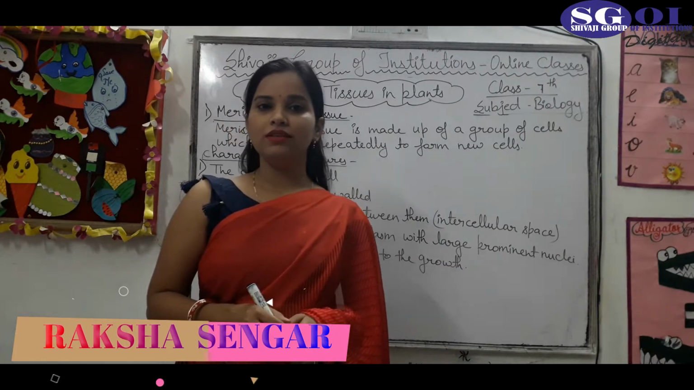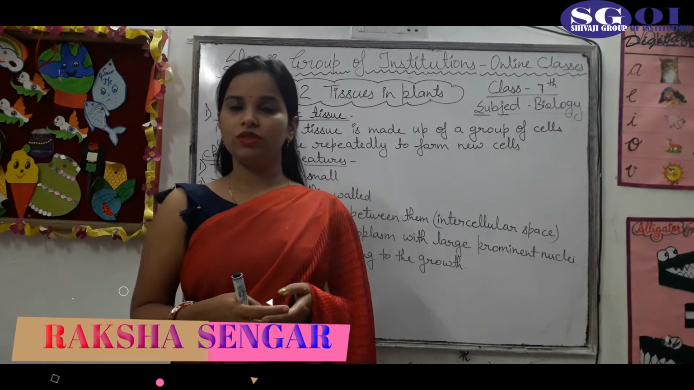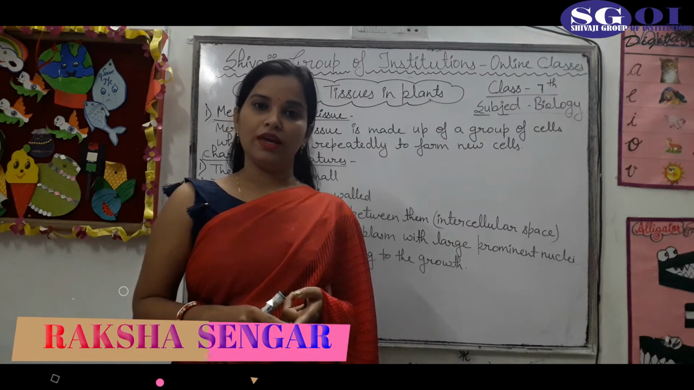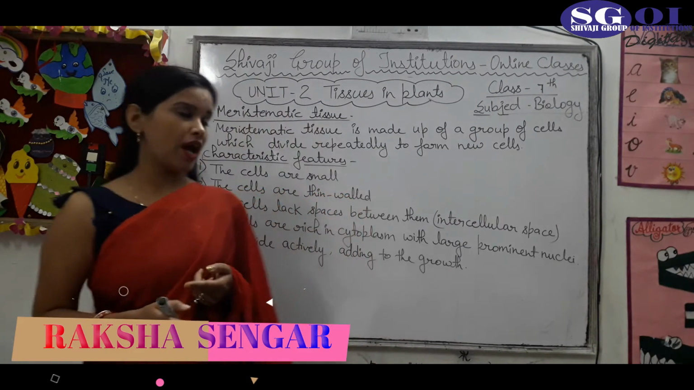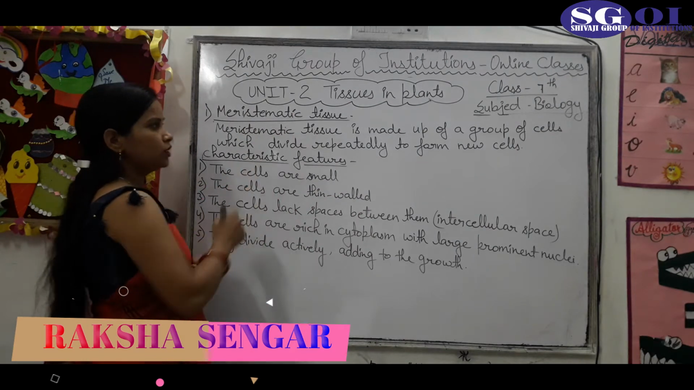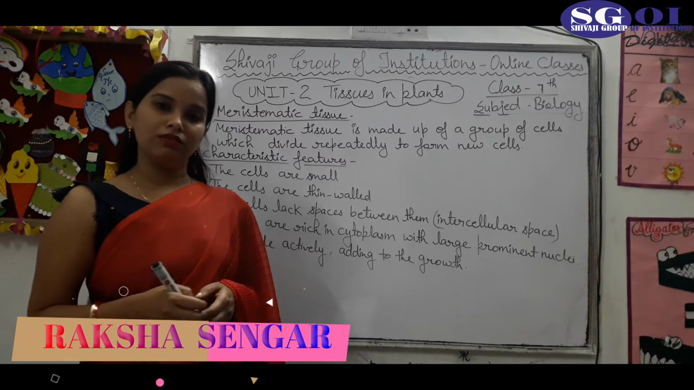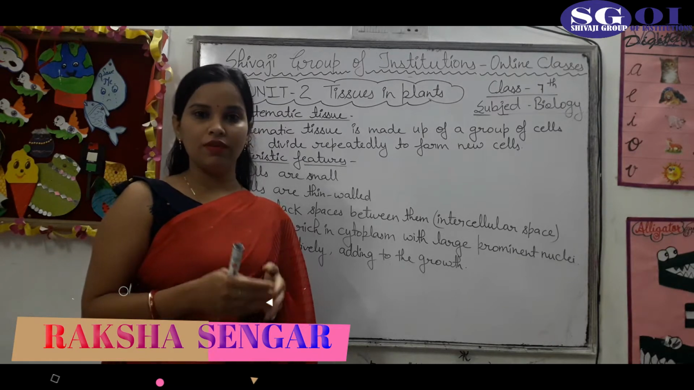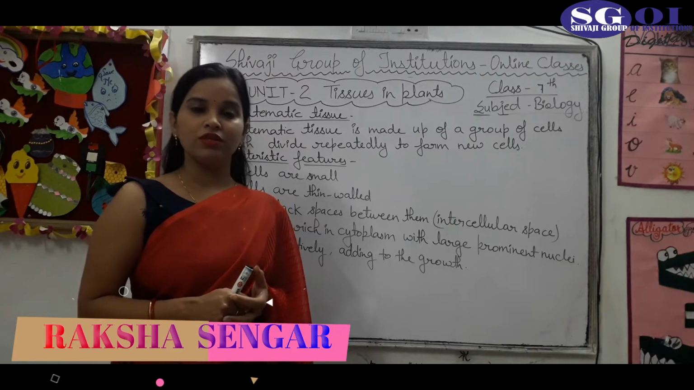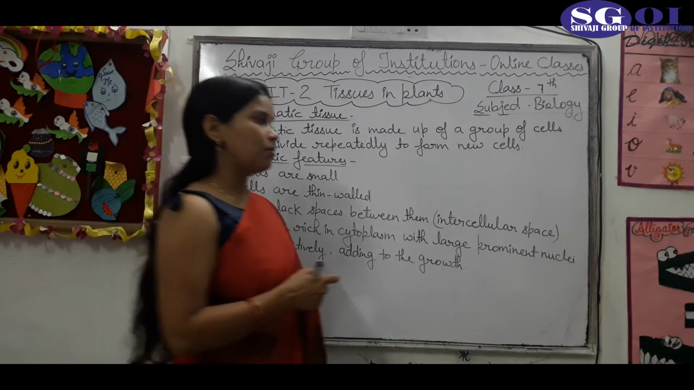Students, as you know, in my previous video I have already finished unit one, or chapter one, tissues, and already explained the tissues in animals. And today I am going to start unit 2, tissues in plants. The tissues present in plants are categorized and divided into two categories. First is meristematic tissue, and second is permanent tissue.